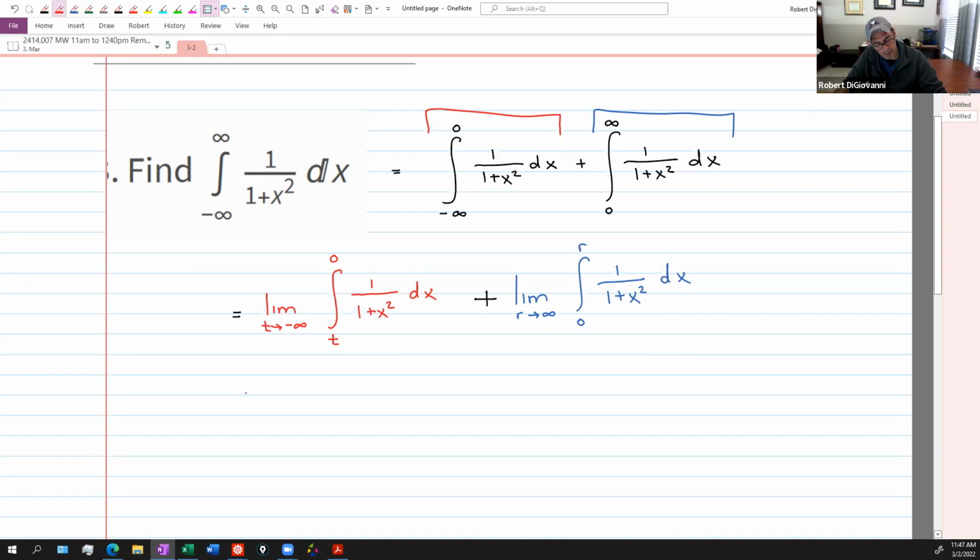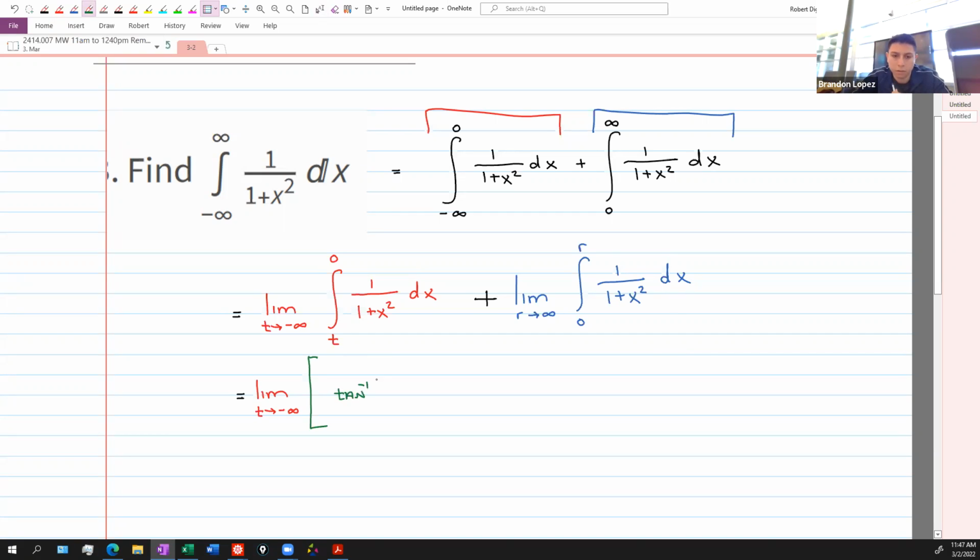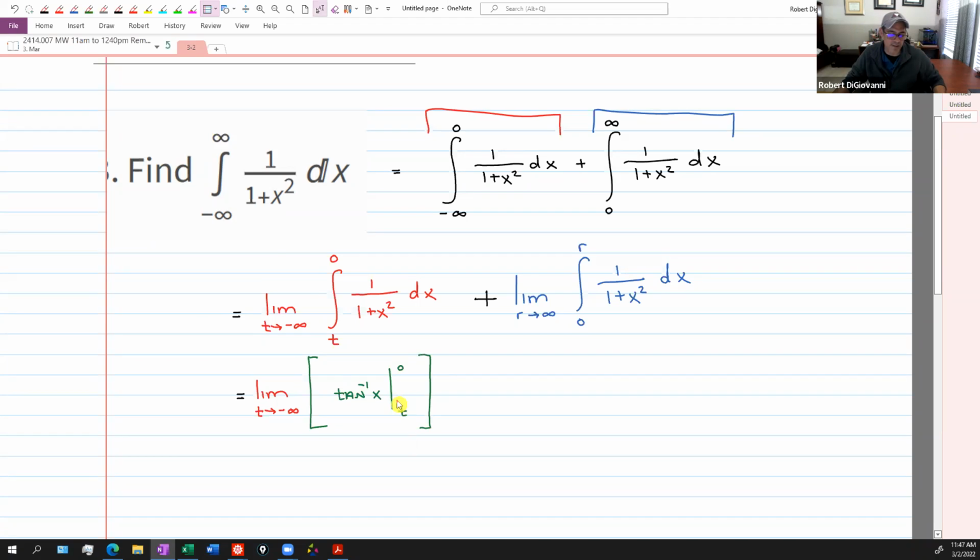On the first limit, this is going to be the limit as t goes to negative infinity. And now I need the antiderivative. We all know the antiderivative of 1 over 1 plus x squared, right? It's inverse tangent of x. We recognize that, formula 17. And we're going to evaluate that from t down here to 0. I like to say we're evaluating this from t to 0, like if we were moving left to right on a number line.